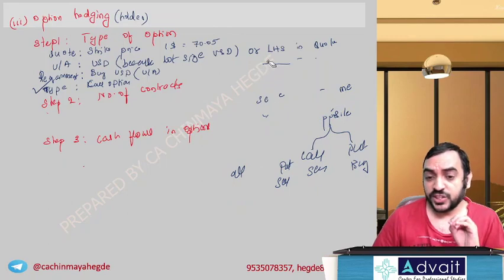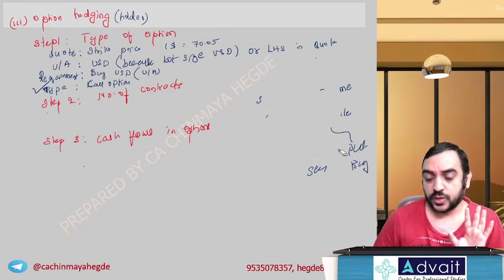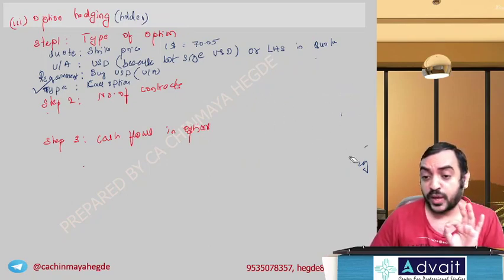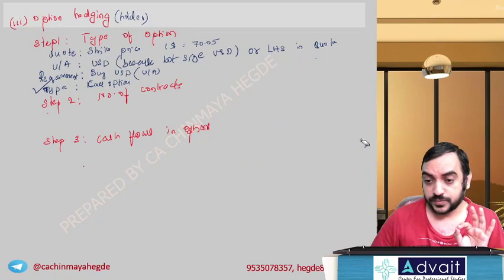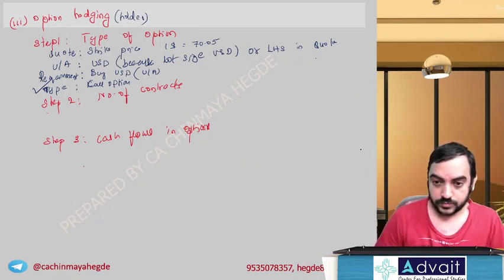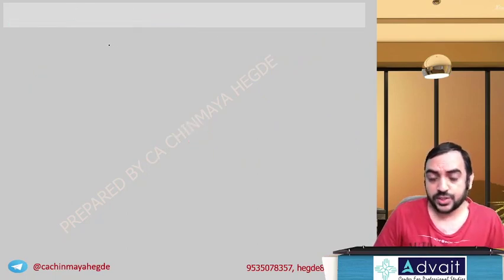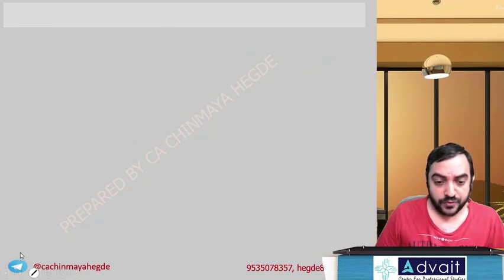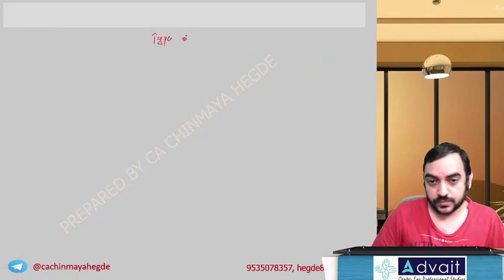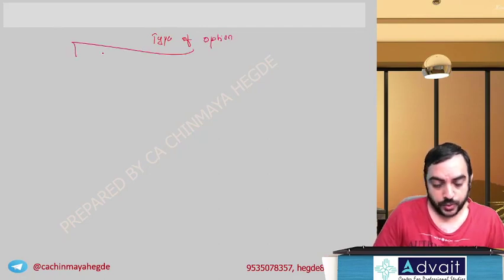I'll just write this chart once more. I know it will be repetition, but I'll write the shortcut chart we just discussed, from an importer point of view and exporter point of view, so it will act as a one place ready reference. I'll write it on a separate page. Okay, so type of option, how to decide type of option. Two scenarios possible.